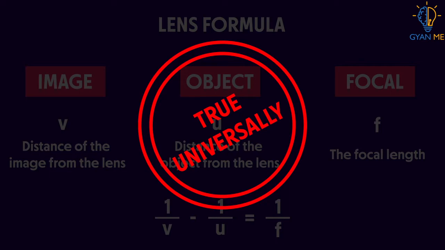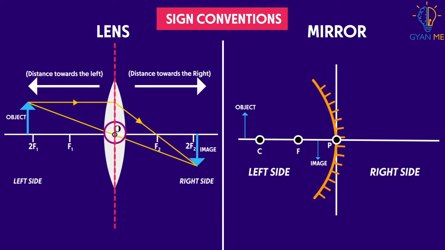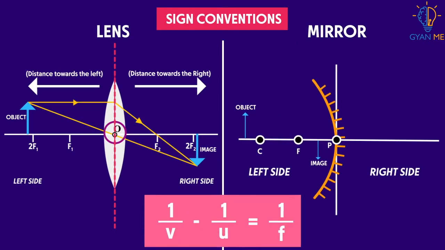However, we are unable to use it directly. There are several sign conventions for lenses that need to be followed while using this formula. And for that, let me tell you that these sign conventions are the same as those for mirrors. And this you have already studied, right? So this should make our task a little easy. So let's study them, but very quickly and briefly we'll go through them.